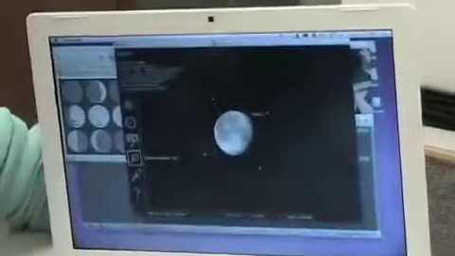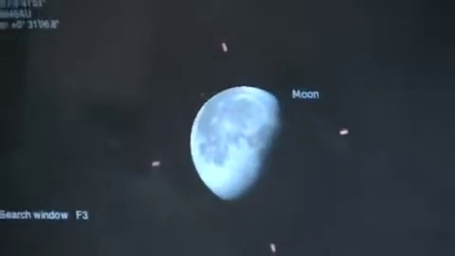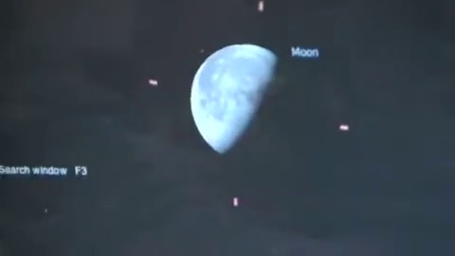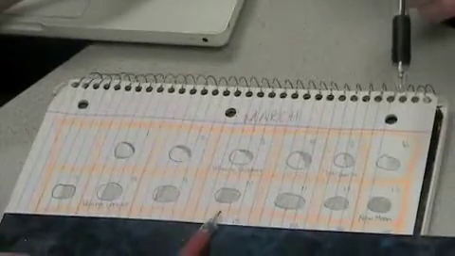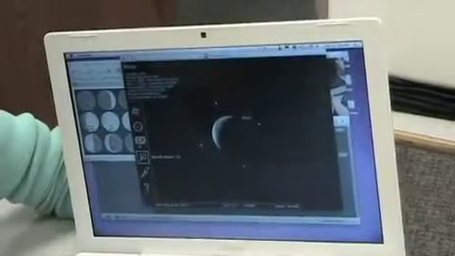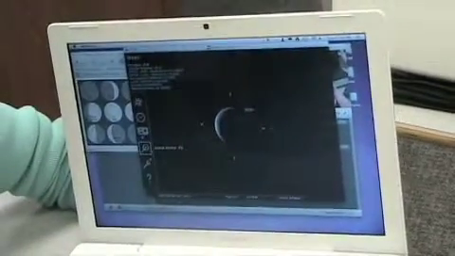Waning gibbous. Fifth day, sixth day. So we're at the end of the week, and it should be the last quarter. Then we're going to go through week 2, 7th, 8th, 9th, 10th. And we found that it's going towards a waning crescent. 11th and 12th and 13th. There's barely any, so it's a new moon.